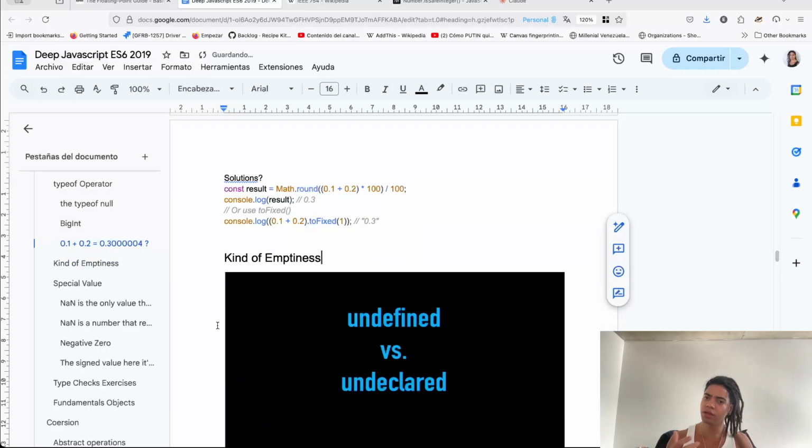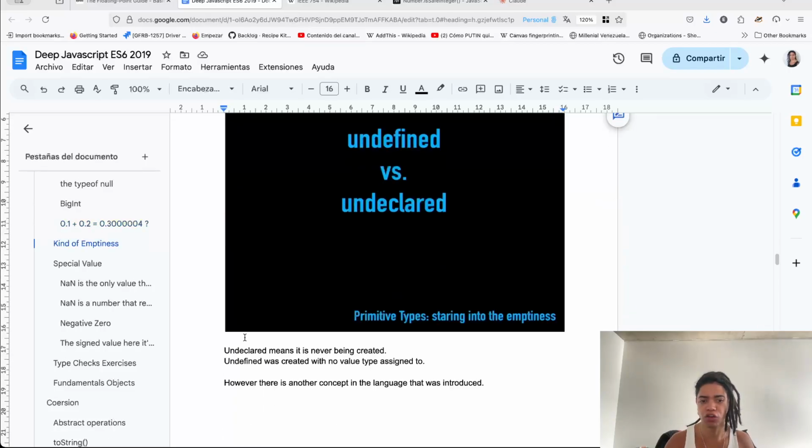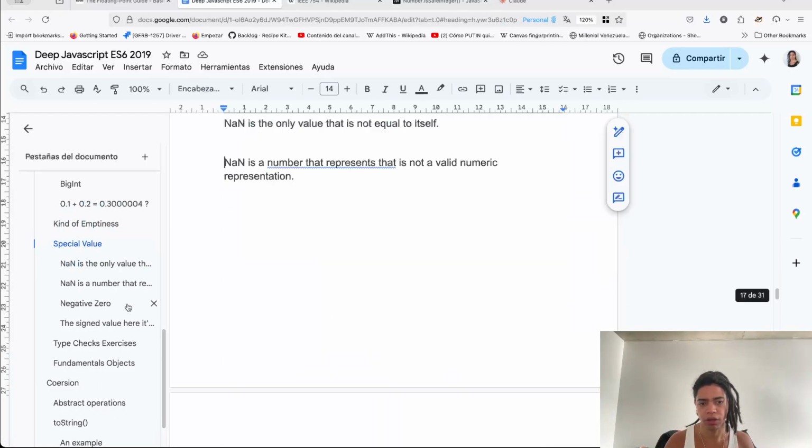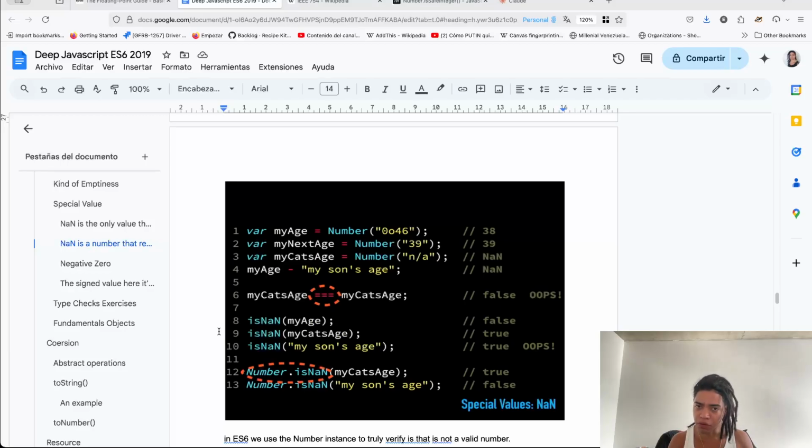And then we deal with special kinds of values, such as NaN, positive or negative zeros, and when we can use them, all right? And what does NaN actually represent, and how can we check if it is NaN correctly? Because we have several representations of that, for example, Number.isNaN, which checks if that particular value is a number.